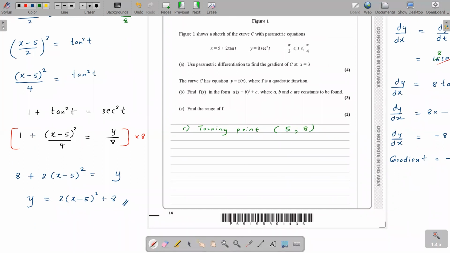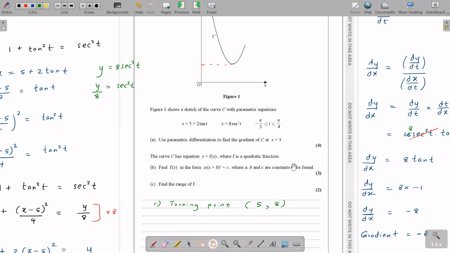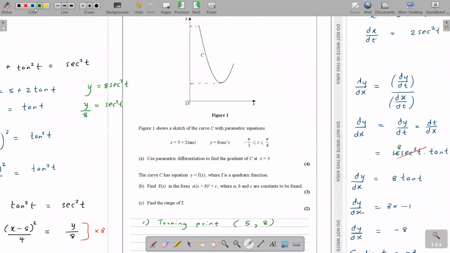What am I interested in now? We are finding the range, which means I'm interested in which value? The y value, which means the lowest y value here is 8. The lowest y value here is 8. Can you all find me the highest y value here?